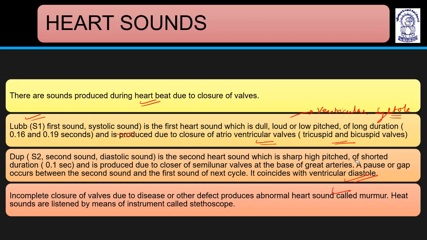Incomplete closure of valves due to disease or other defect produces abnormal heart sounds or cardiac murmurs. Heart sounds are listened to by means of an instrument called a stethoscope. So cardiac murmurs are not physiologic sounds. They are abnormal sounds, or abnormal heart murmurs.